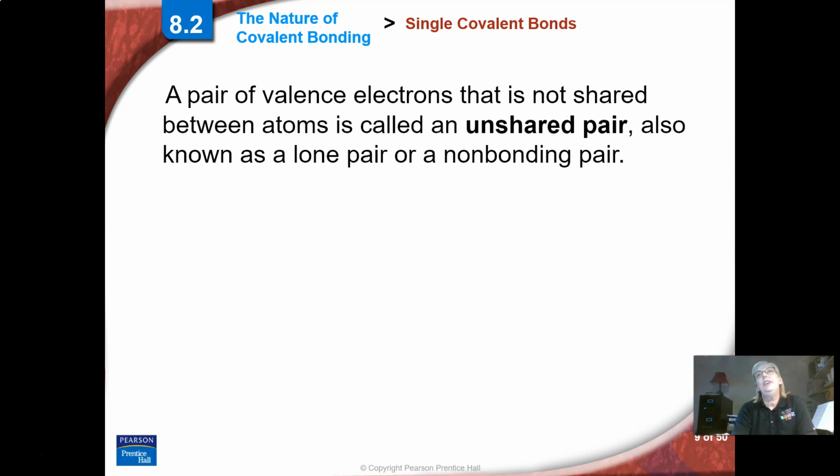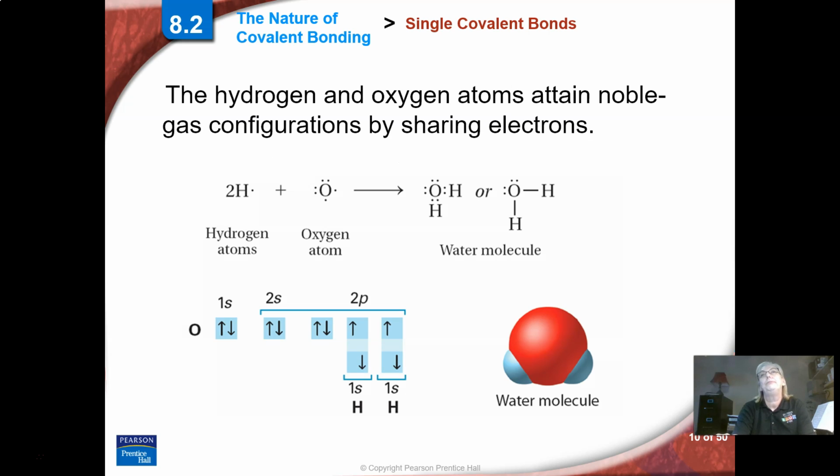So sometimes we have electrons that are not shared, and that's called an unshared pair of electrons. They're all by themselves, they're not bonding. That's called a lone pair, or unshared pair, or non-bonding pair. So that's just a definition. So for example, these 2 electrons right here is a lone pair, unshared pair of electrons.